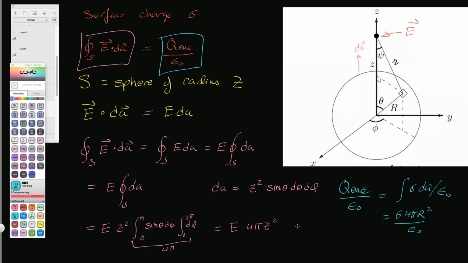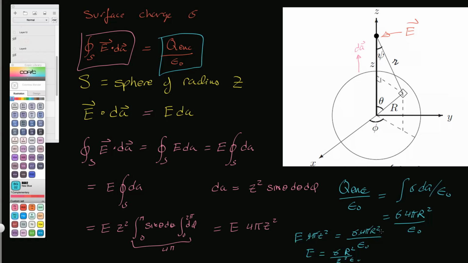So now I have these two together: E times 4 pi Z squared is equal to sigma times 4 pi R squared over epsilon naught. I can cancel out the 4 pi's, and I get E is sigma R squared over Z squared epsilon naught. Now, this is exactly the same thing we just wrote as Q before. We wrote it as Q over Z squared, which we could have done.